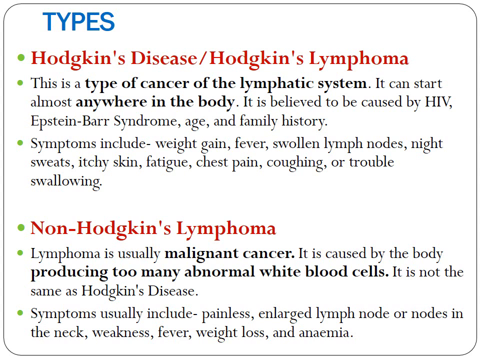So the first one, Hodgkin's lymphoma, is a cancer of the lymphatic system. What happens here is it can start from anywhere in the body, and the causes for this may be any sort of infections like HIV, Epstein-Barr syndrome. It can also be due to age or a family history. Some of the symptoms associated with this particular disease include severe weight gain, fever, swelling of the lymph nodes, severe sweating at night, itchy skin, weakness, fatigue. The patient may also complain of severe chest pain, terrible cough, and also trouble when swallowing.